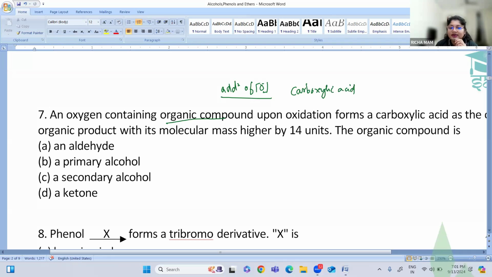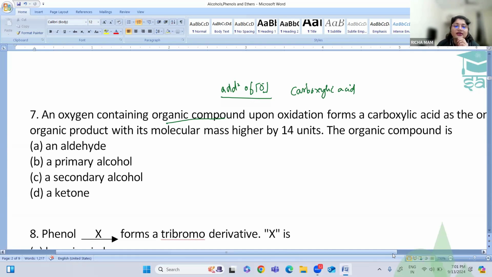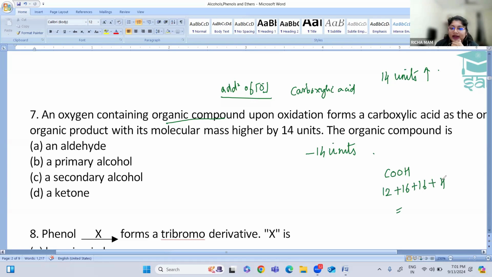Now this carboxylic acid is the only organic product, and by oxidation the molecular mass increases by 14 units. What is the organic compound they have asked? The difference in mass is 14 units. So what is the compound? Carboxylic acid is COOH: carbon is 12, oxygen is 16 plus 16, plus hydrogen is 1.